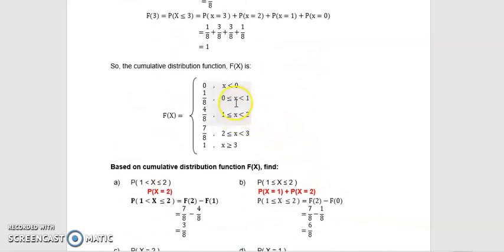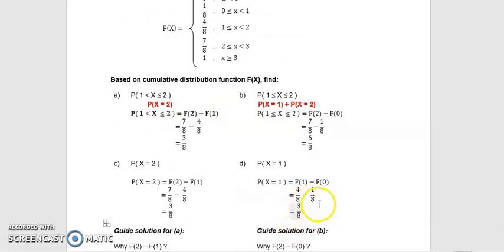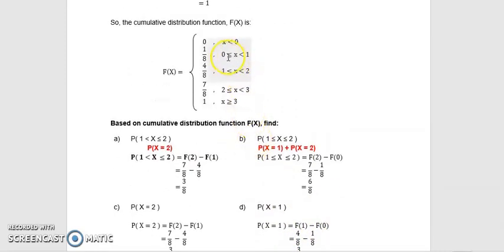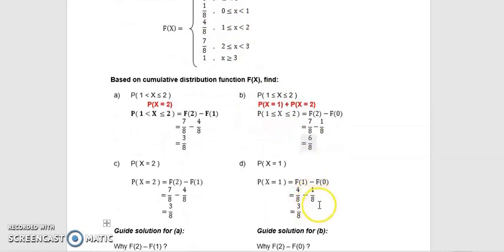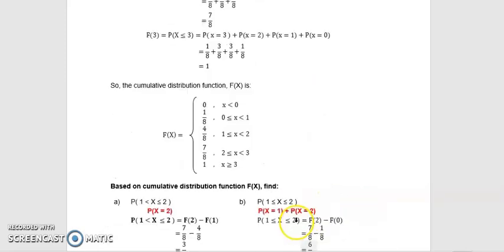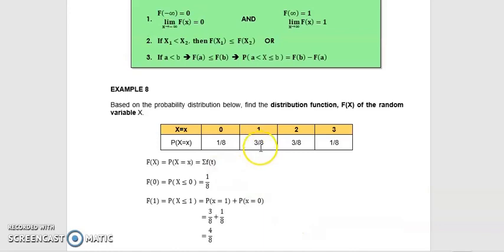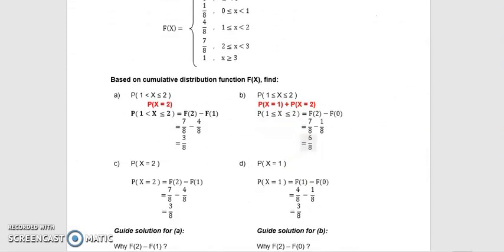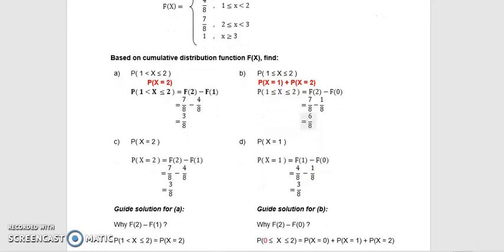So f1, when x greater equal to 1, is 4 over 8, minus when x equal to 0, x greater equal to 0, the probability is 1 over 8. So 4 over 8 minus 1 over 8 is 3 over 8. If you look at the probability distribution given, if x equal to 1, the probability is 3 over 8. So that's how we use cumulative distribution in order to find the probability.